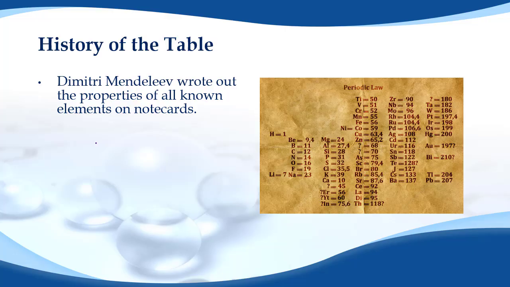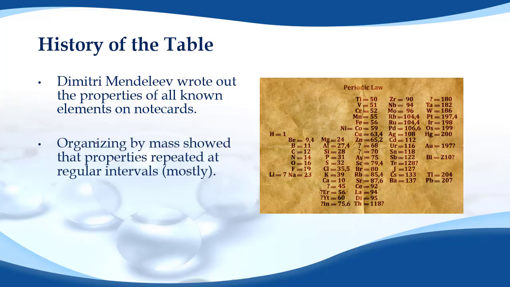And what he noticed was that every 8 or so elements, the properties on those elements kept repeating. Right? So for example, lithium is a soft silvery metal. It reacts with water, it forms hydrogen gas. And then you go through sodium, soft silvery metal, reacts with water to form hydrogen gas. Go through some more elements, potassium does the same exact thing. So whenever you got these repeating properties, what he did was he made a new row or new column on the table.